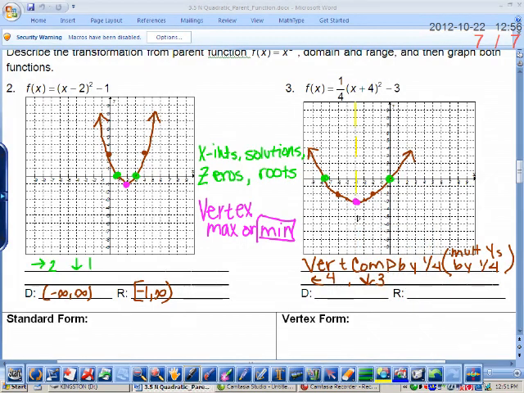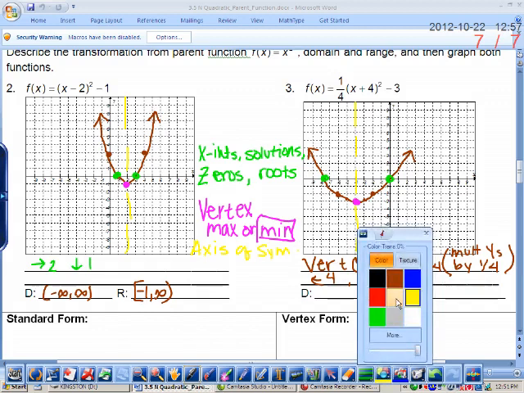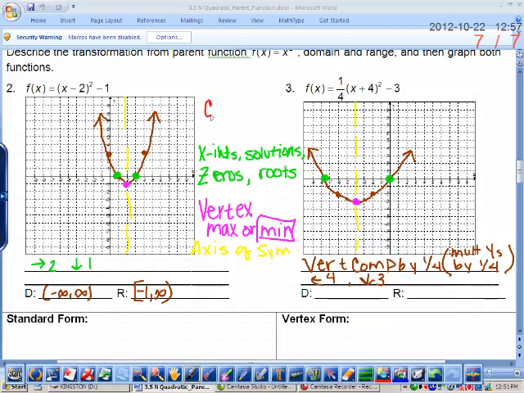What do I call this line? Okay, we're going to call it the axis of symmetry. It's a vertical line that goes through your vertex. Okay? Let's talk about concavity. What do you remember about concavity? Okay, it's up or down. Which way are these both? Concave up.